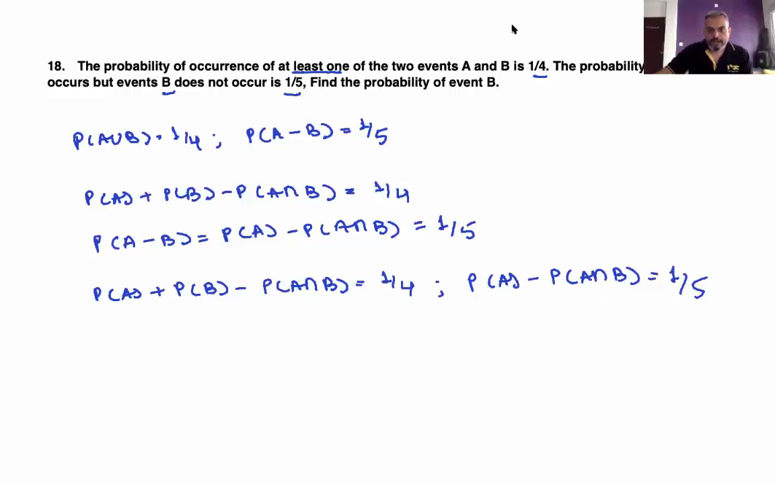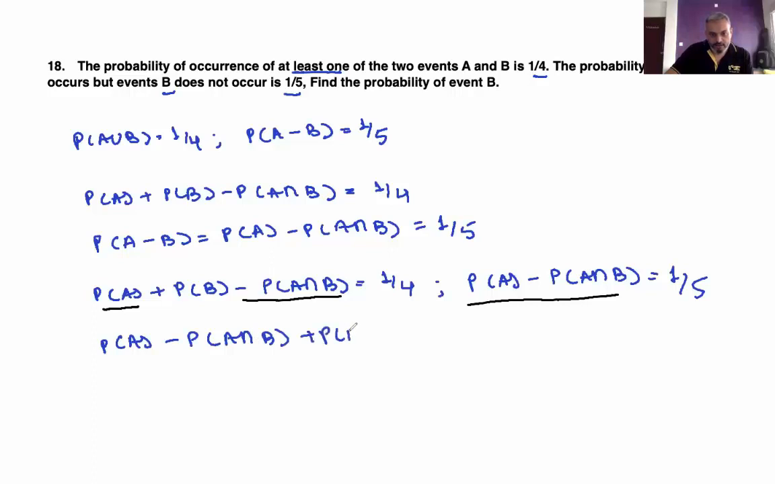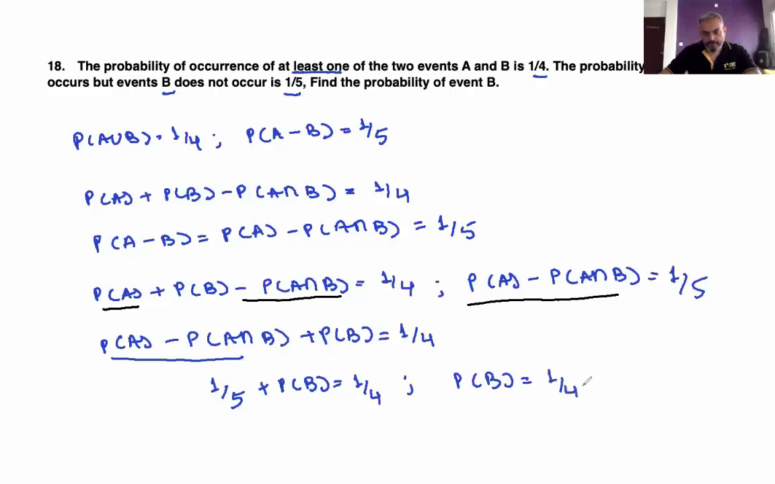Now what I will do is, I will substitute this equation over here, because I already have P of A minus P of A intersection B. So I will rewrite this. P of A minus P of A intersection B plus P of B is equal to 1/4. Now this is 1/5. So 1/5 plus P of B is equal to 1/4. So I change the sides. So P of B is equal to 1/4 minus 1/5. So which is 0.25 minus 0.2. So cross multiply, so it is 1/20. Answer.